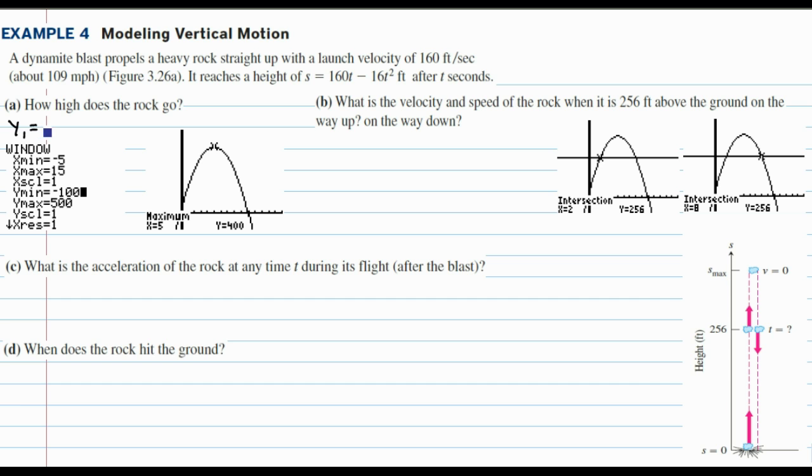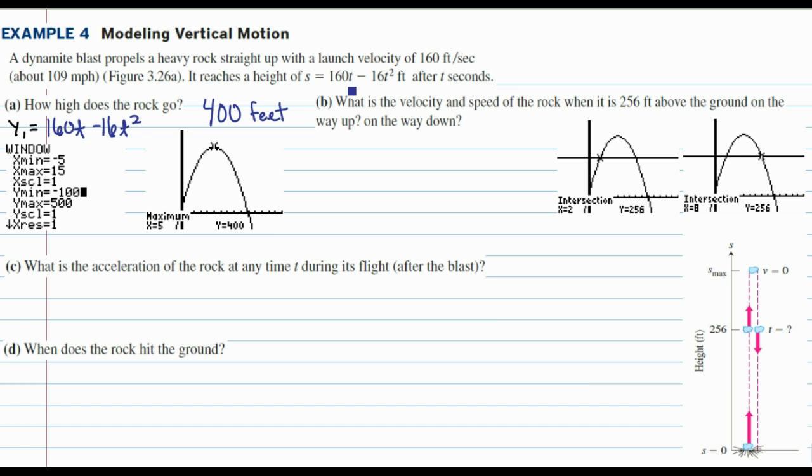So I'm going to put the position curve into y1. So that's 160t minus 16t squared. And I did second calc max, and how high does it go? That would be 400 feet. Now that happened at 5 seconds, but it was 400 feet.